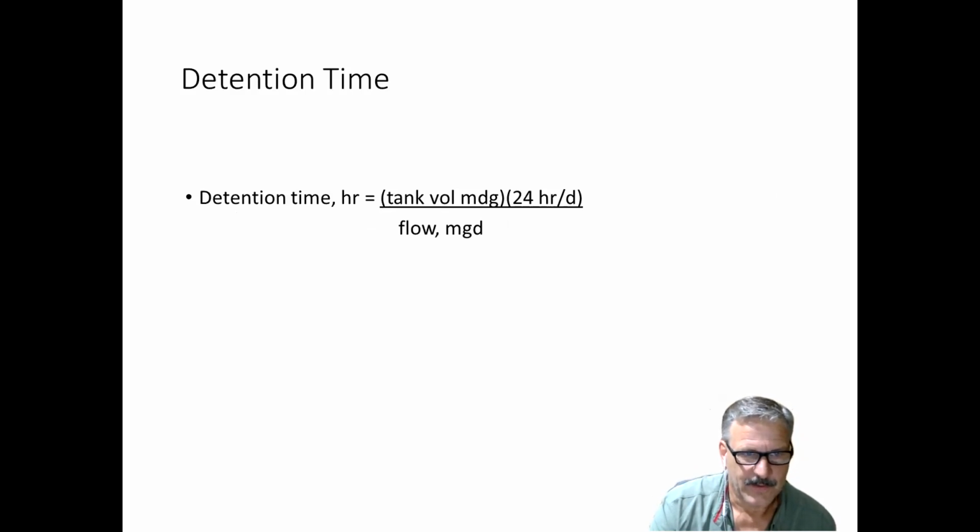It'll say, okay, just find the detention time. It's tank volume multiplied by 24 hours a day, divided by the flow in million gallons per day.